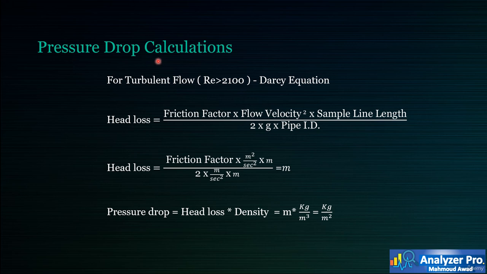To calculate the pressure drop we have two cases, depending on the Reynolds number. The first case is where the Reynolds number is above 2100. In this case we use the Darcy equation. The Darcy equation states that the head loss equals the friction factor multiplied by the flow velocity squared and the sample line length, divided by twice the gravity multiplied by the pipe internal diameter. The head loss that results from this equation is in meters, so to convert it to kilogram per meter square, we multiply the head loss by the density.